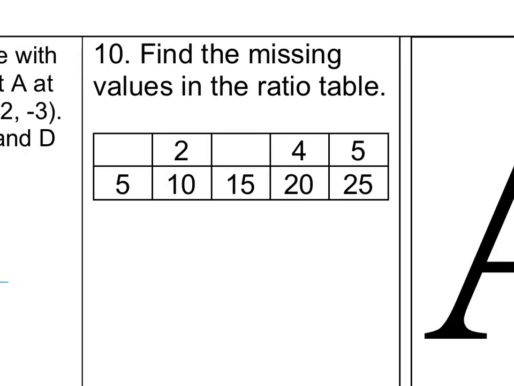And for the last question, we just find that our connection is when we're going down, it's times 5, because 4 times 5, 2 times 5, 5 times 5, which means when we're going up, it is the opposite, which is divided by 5. So 15 divided by 5 is 3, and 5 divided by 5 is 1.